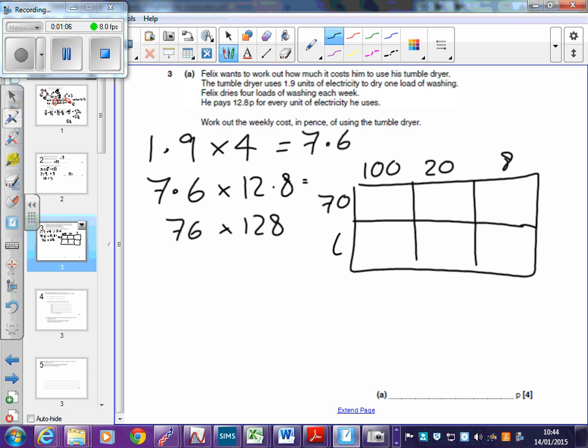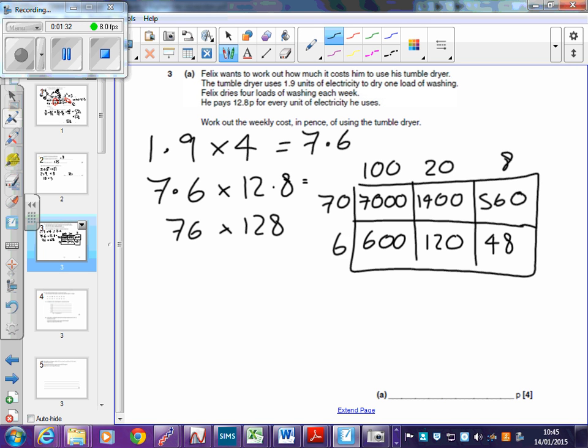For 70 times 100, I can do 1 times 7, which is 7, and then I need 3 zeros, because there's 3 zeros in the question. Next one, 2 times 7 is 14, and then add on 2 zeros, and then 8 times 70 is 56, and add on 1 zero. 6 times 100 is 600, 6 times 20 is 120, 6 times 8 is 48.